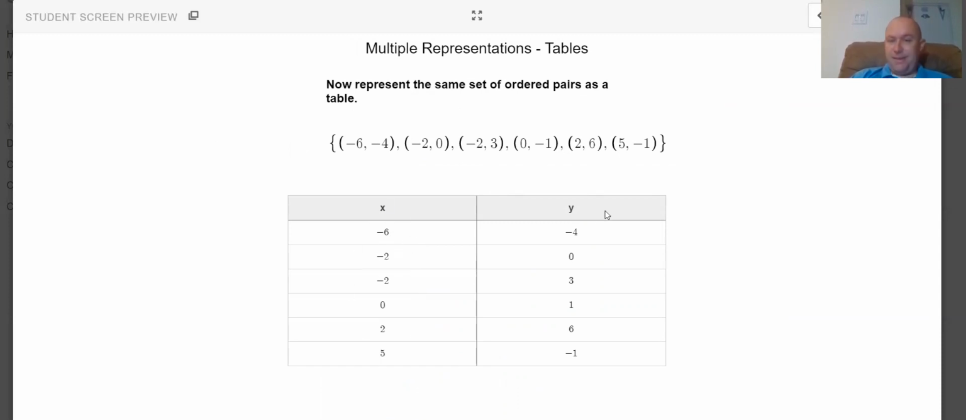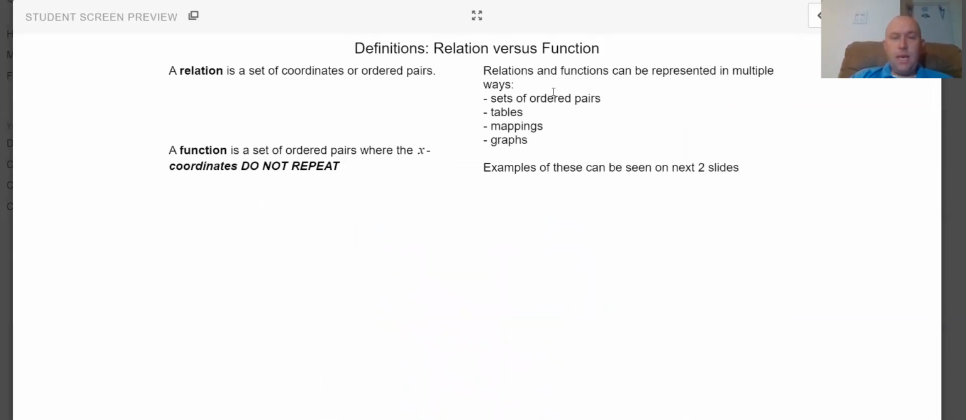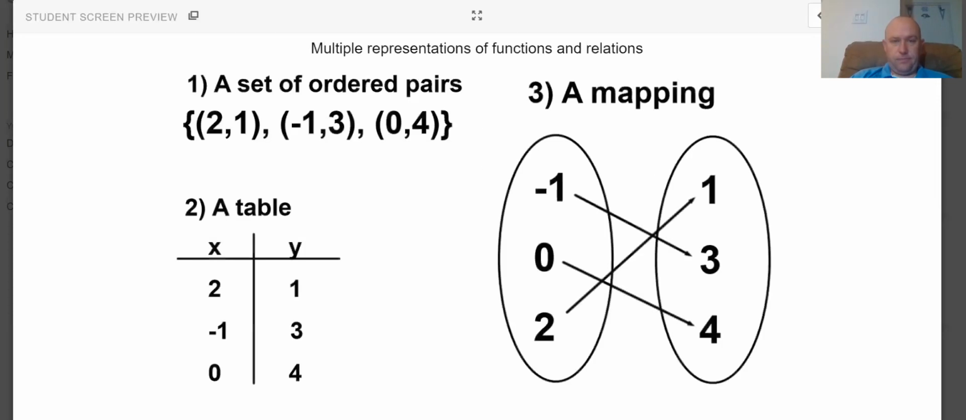Notice as I was talking about this, I didn't mention the y values at all. So I'm only interested in the x values when I'm looking for these things. And there are examples of all the different ones we did. Graphs, that's what we plotted in our warm-up. Mappings is the one with the little ovals and then the arrows. And the table and ordered pairs and coordinates we saw as well.